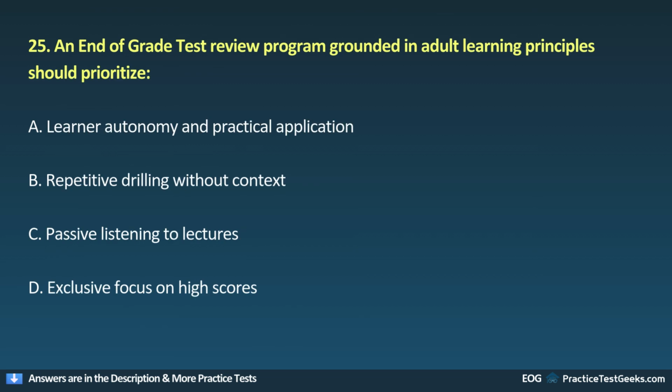25. An end-of-grade test review program grounded in adult learning principles should prioritize: A. Learner autonomy and practical application. B. Repetitive drilling without context. C. Passive listening to lectures. D. Exclusive focus on high scores.